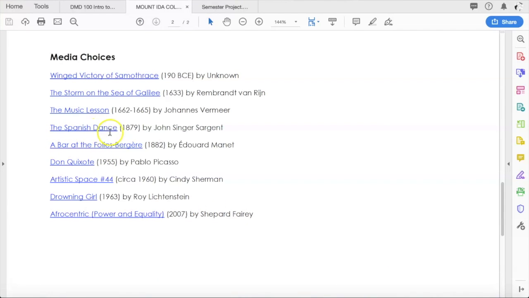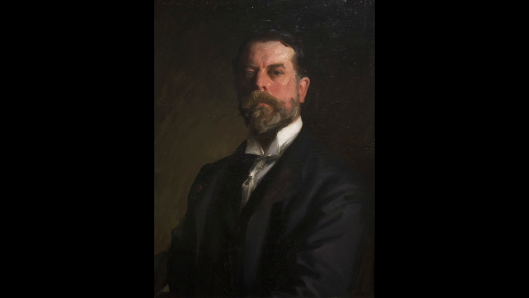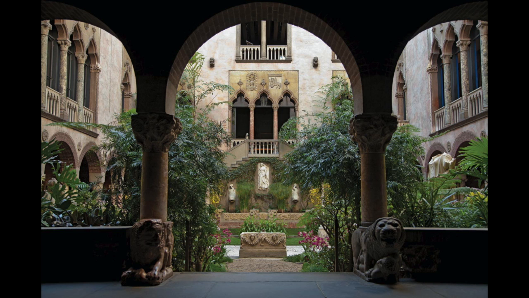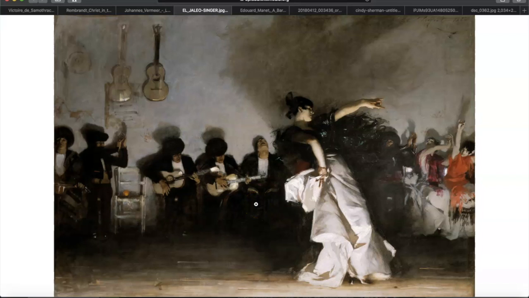Next we have The Spanish Dance from 1879 by John Singer Sargent. Now you can find the original of this at the Isabella Stewart Gardner Museum in Boston if you ever happen to get there. It is an enormous painting. It's probably about 14 feet long. It's a really beautiful painting, and of course the name is very descriptive of what's happening in it.